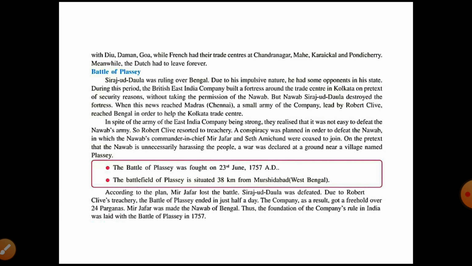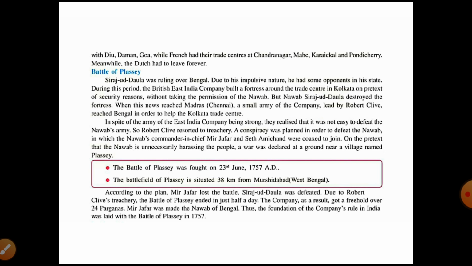During this period, the British East India Company built a fortress around the trade center in Kolkata on the pretext of security, without taking the permission of the Nawab. But Nawab Siraj-ud-Dowlah destroyed the fortress. When this news reached Madras, Chennai, a small army of the company led by Robert Clive reached Bengal in order to help the Kolkata Trade Center.